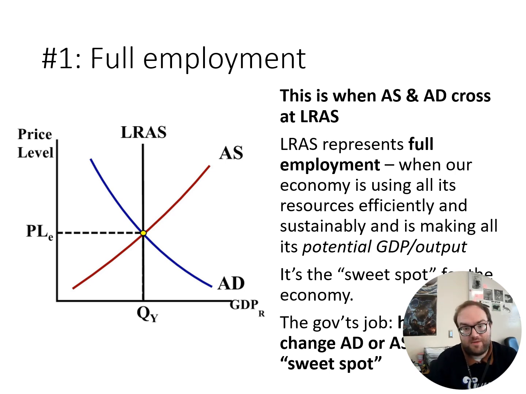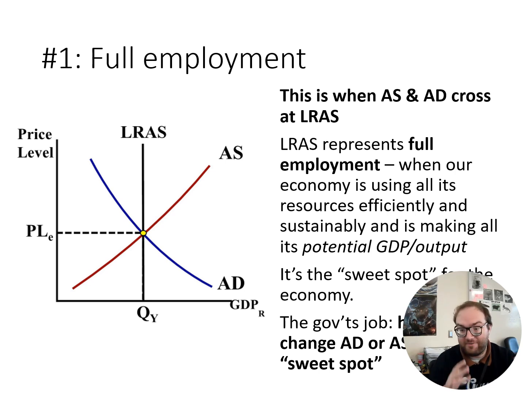Full employment is when aggregate demand and aggregate supply are crossing at the long run aggregate supply. Long run aggregate supply represents our full employment level. If we are using all of our resources efficiently and sustainably, we're at that sweet spot for the economy. We are living up to all of our potential GDP without overdoing any of our resources. This is where we want to be. As a general rule, if we're not here, the government's job is going to be to intervene to try to help get us back to this point.